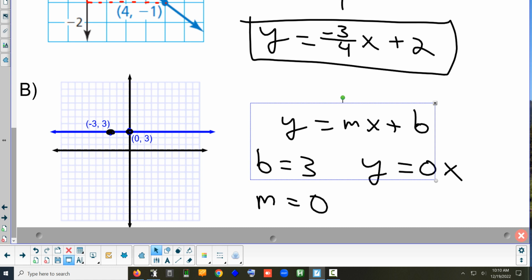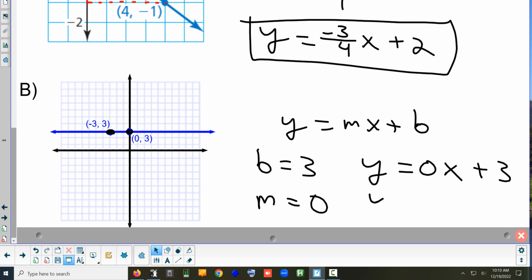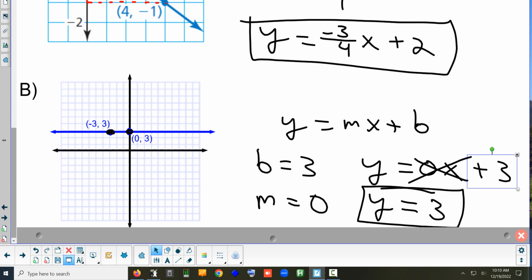Natalie, what are we filling in for b? 3. And then 0 times anything is what? 0. So this part cancels out. It's just 0. And Joe, what's 0 plus 3? 3. And that's the equation.